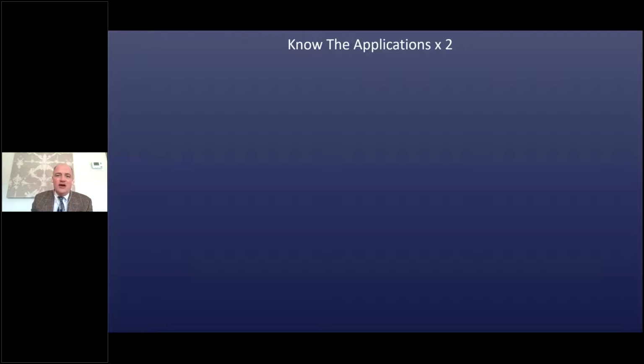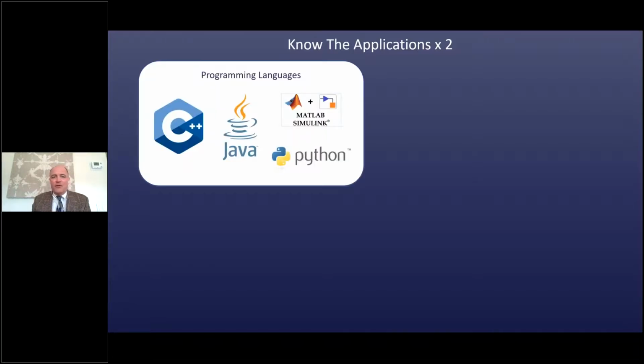Now here is the other side of that equation, know the applications times two. We need to understand the applications or the platforms that are available to us in implementing artificial intelligence. So there are four categories of these. The first one is programming languages. You're familiar with some of these: C++, Java, Python.